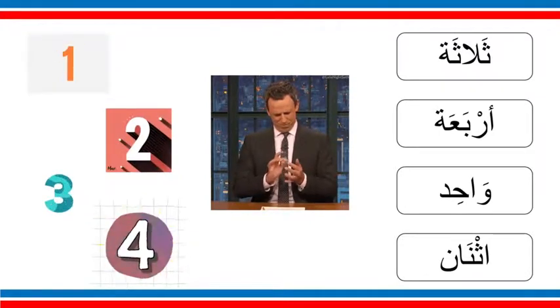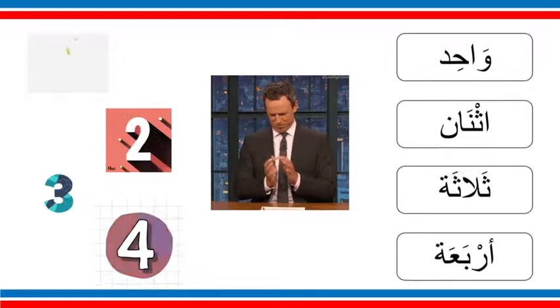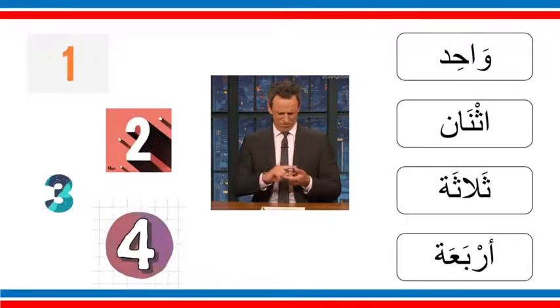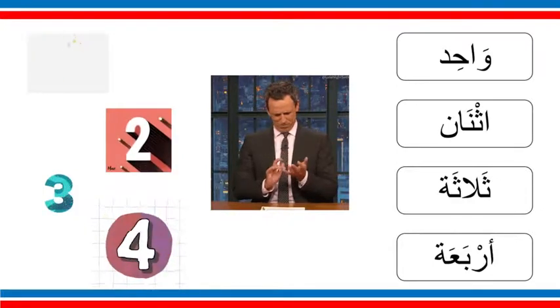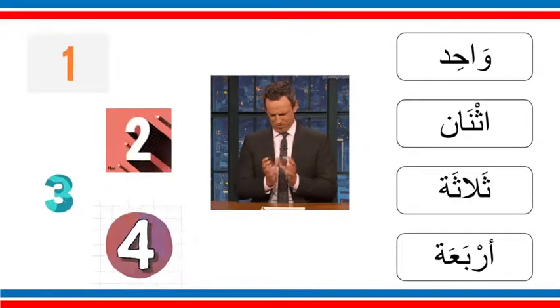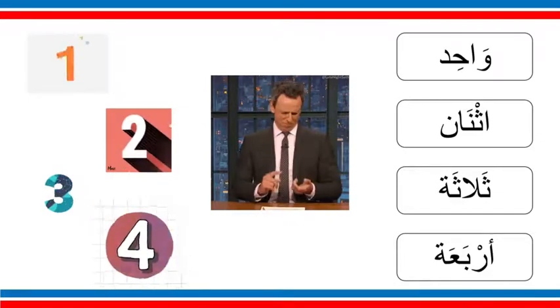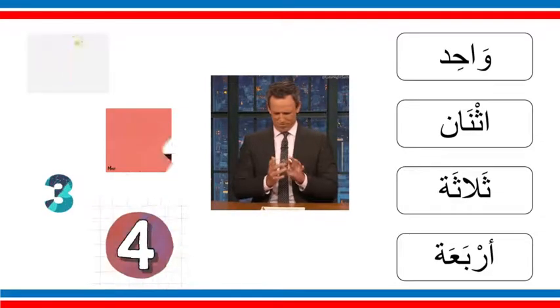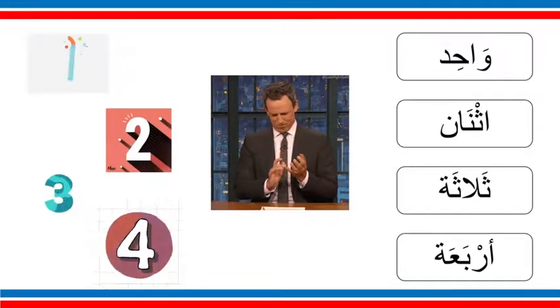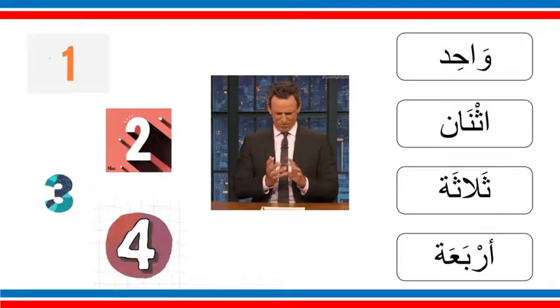Now I will answer. The answer will be like this. واحد means 1, اثنان means 2, ثلاثة means 3. As I'm saying in the starting of each video, ثلاثة, اثنان, واحد, 3, 2, 1. And the extra one is أربعة, which means 4. So واحد, 1, اثنان, 2, ثلاثة, 3, أربعة, 4.